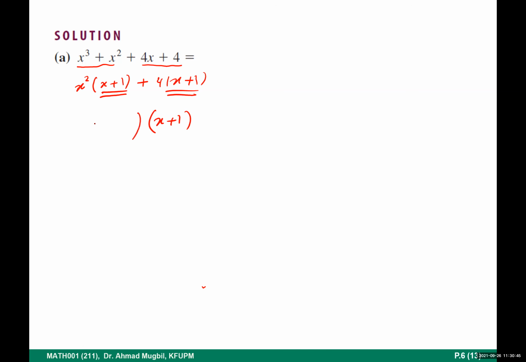Now what is remaining after factoring out X plus 1? X squared plus 4. Can we factor X squared plus 4 more? It is a sum of squares, so we cannot factor it with real coefficients, and more importantly, with integer coefficients.